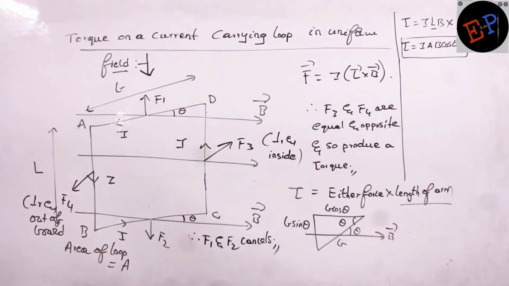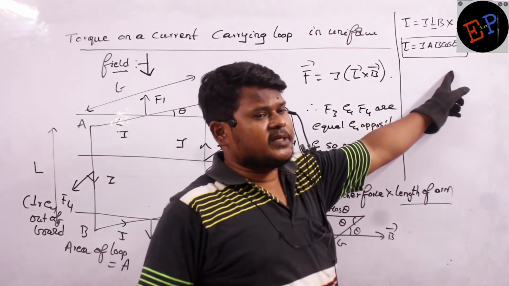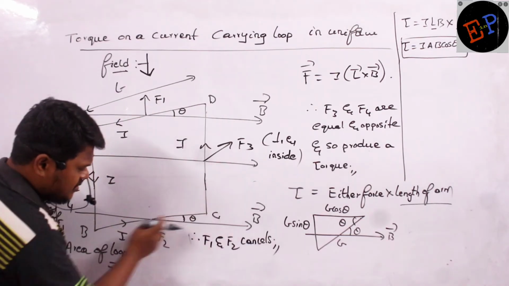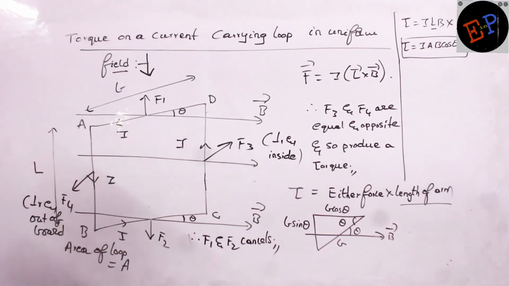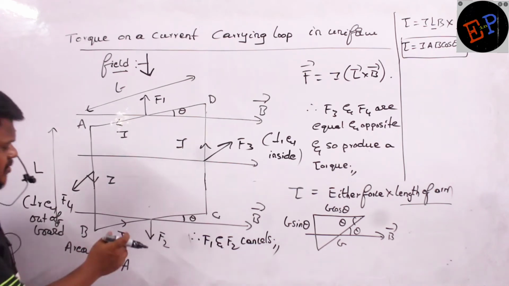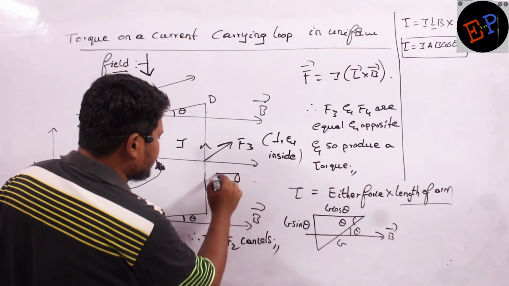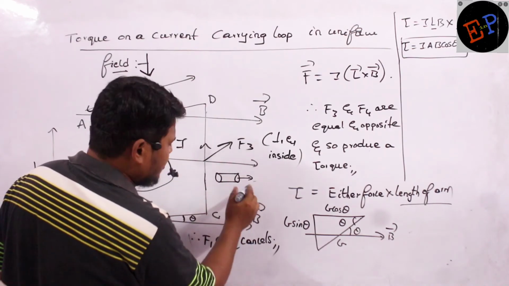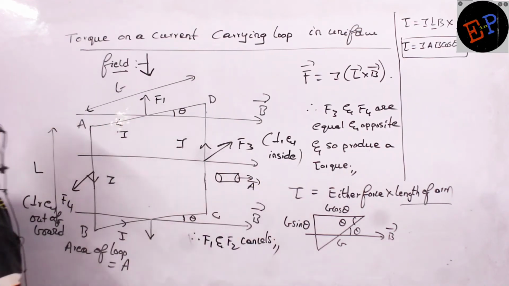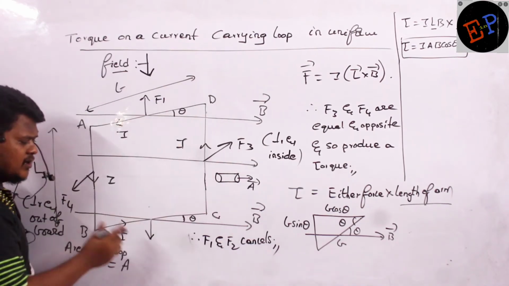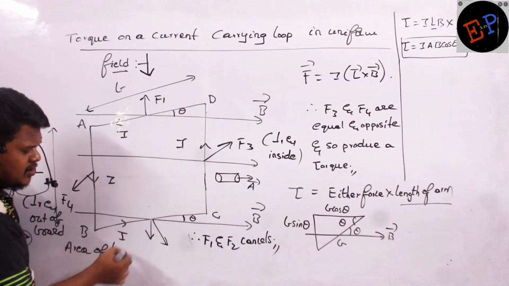Are you able to understand? But here you should be very careful what is meant by theta. Theta is the angle between magnetic field and side of the conductor. But generally, how do we draw the area vector? For example, if this is a cylinder, area vector is the outward drawn normal. Do you remember? Similarly, for this coil, area vector will be the outward drawn normal.